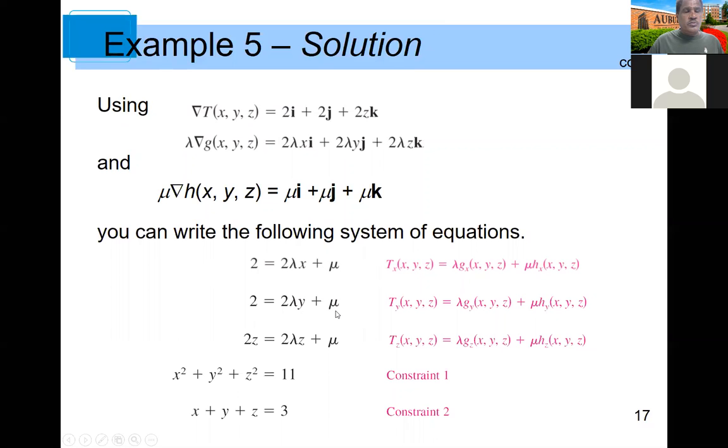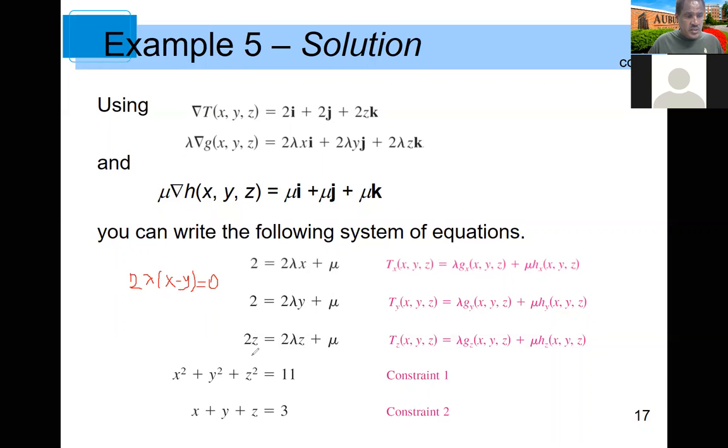Minus mu is 0. So from these two equations, you get 2 lambda times x minus y is equal to 2 minus 2, 0, this minus this is 0. That's what you get from the first equation, okay?